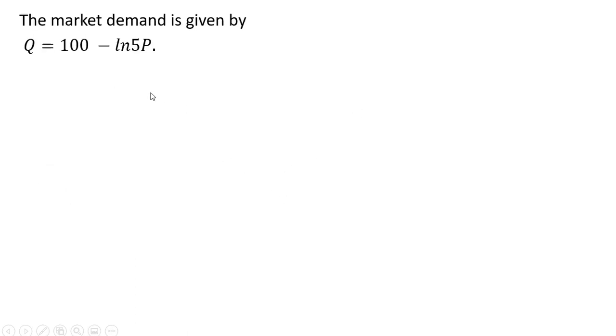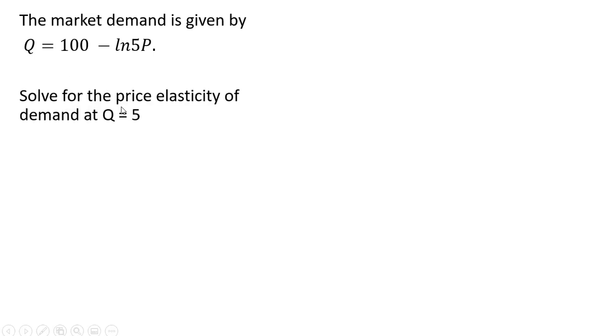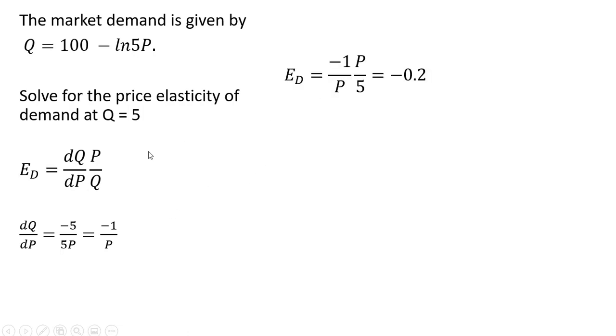And another example. Solve for the price elasticity of demand when q equals 5. So we get our derivative of the demand equation with respect to price. So the 5p gets moved into the denominator. The derivative of 5p is just 5, so that's in the numerator. But you'll see that the 5's cancel, and we're left with minus 1 divided by p. Multiplied by p divided by q, where q is 5, we just get minus 1/5, or minus 0.2.